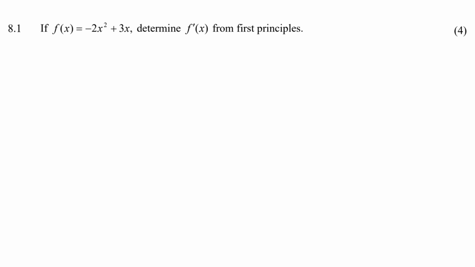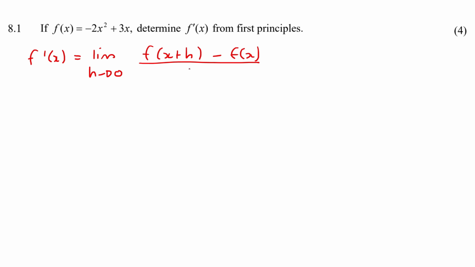Here we have a first principle question. So we know that with first principles, the first derivative is equal to the limit as h goes to 0 of f of x plus h minus f of x, over h. Now, remember, when they say f of x plus h, I'm going to show you what that looks like over here. It means that you take this expression, and wherever you see x, I want you to put a bracket. Okay, let's make a bit more space. And you're going to put x plus h in that bracket. That is what x plus h means.